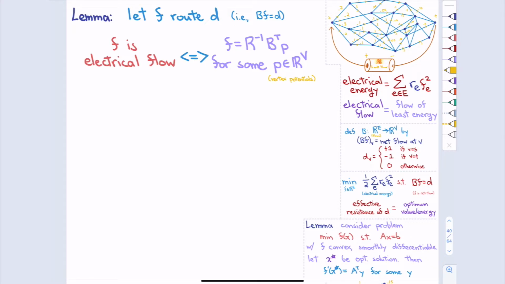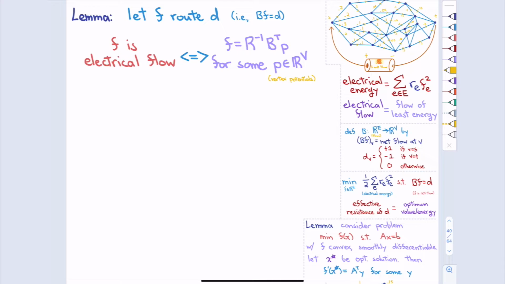So let's say F is routing D, right? So B times F is equal to D, where D is some set of demands. The claim is that F is an electrical flow if and only if F is equal to R inverse B transpose P for some vector P. Okay, so any optimum electrical flow has this sort of vector P sitting underneath, indexed by vertices. That also certifies that it's an electrical flow, right?